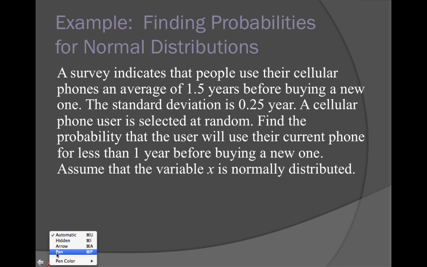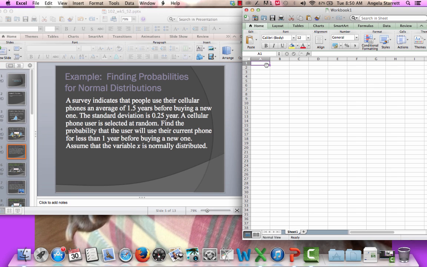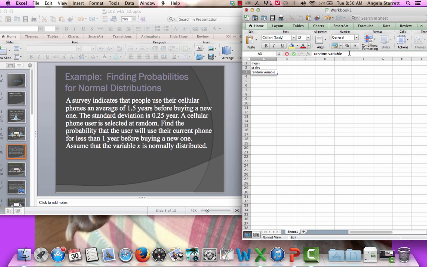I have to tell you this somewhere in the problem, that our random variable is normally distributed. Once I do, we can use Excel. I'm going to make this smaller. Now I'm going to go over here to Excel. I have to be given a mean, I have to be given a standard deviation, and I have to be given a random variable. This is going to be our x.